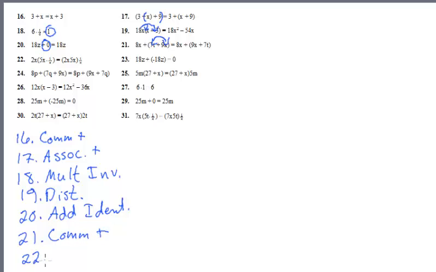Number 22. 2x times 5x times 1 over n equals 2x times 5x times 1 over n. All we have done is move the parentheses around the 2x and the 5x, so that is associative property of multiplication.